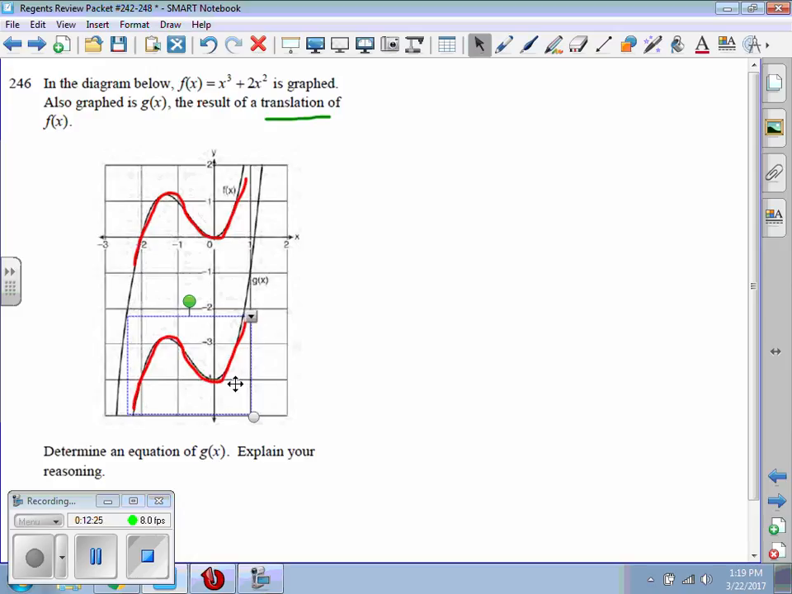How far did they slide it down? Well, this low spot started at 0 and it goes down to -4. Okay, well, it moved down 4. How could that possibly affect our equation?